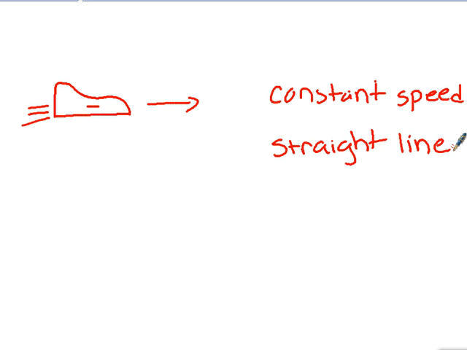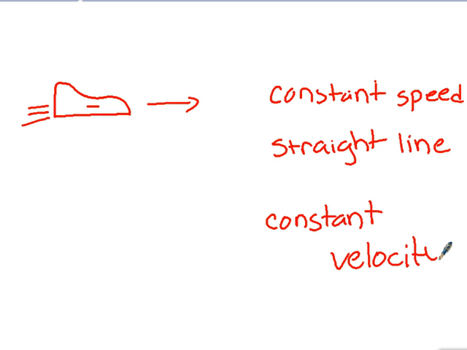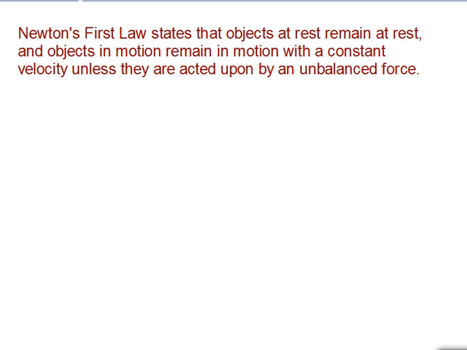In class, we rephrase this idea of constant speed in a straight line to say constant velocity. This brings us to Newton's first law that states objects at rest remain at rest and objects in motion remain in motion with a constant velocity unless they are acted upon by an unbalanced force. This brought us to another term called inertia.